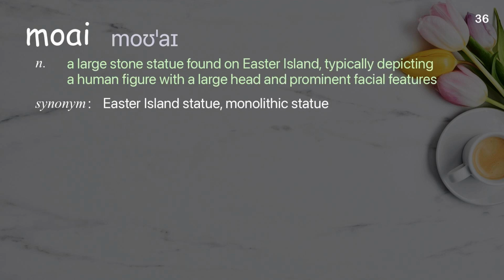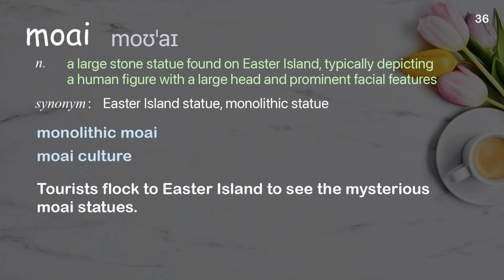Moai. A large stone statue found on Easter Island, typically depicting a human figure with a large head and prominent facial features. Examples: monolithic Moai. Moai culture. Tourists flock to Easter Island to see the mysterious Moai statues.